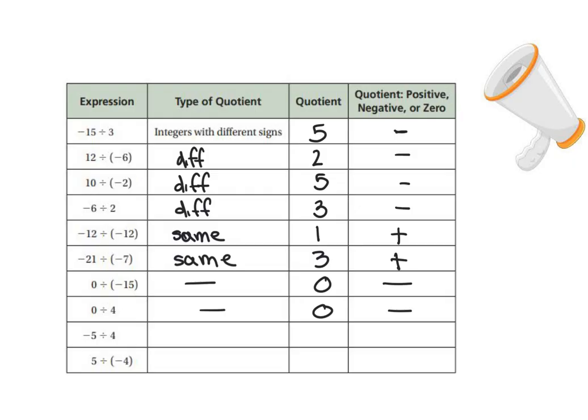Negative 5 divided by 4, they have different signs. 5 divided by 4, we could just leave as 5/4, and they have different signs, so it's negative. And then 5 divided by negative 4, different signs, so it's 5/4, and the answer will be negative.